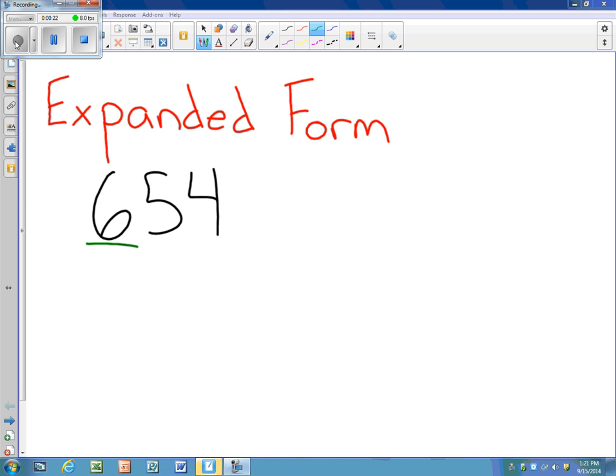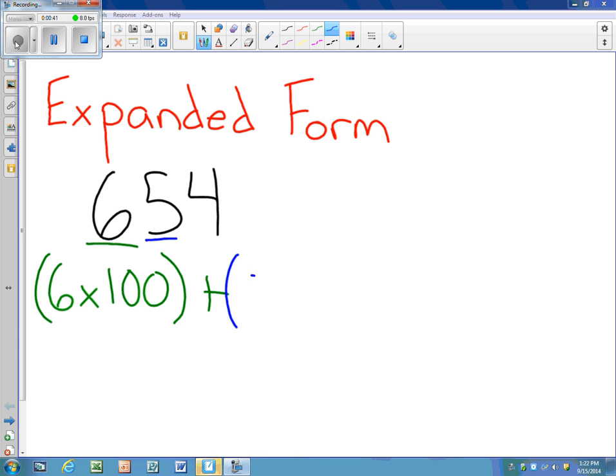In this case, it's over here at the hundreds. The 6 is in the hundreds place. So in parentheses, we take the digit, which is the 6, and we multiply it by the place, which is the hundreds place. We then add that to the next digit, which is the 5, and we multiply that times the place that it is in, and the 5 is in the tens place.